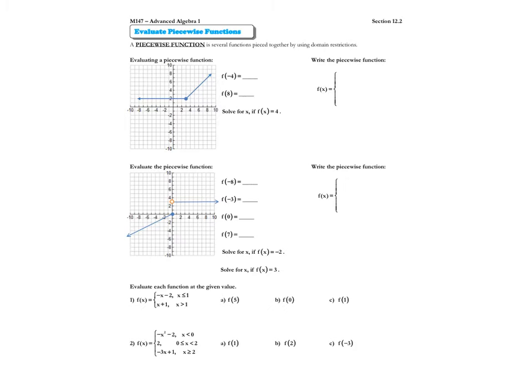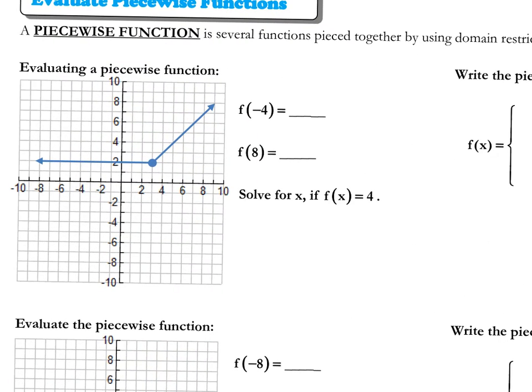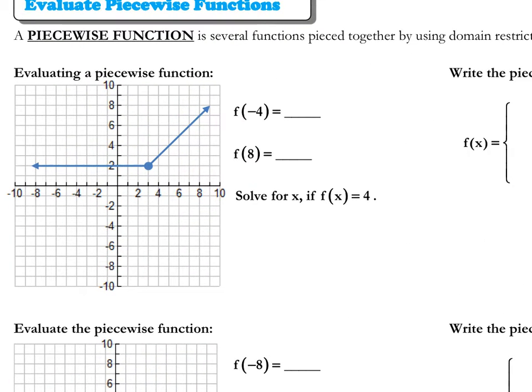All right, let's take a look at the next page. So this is actually a piecewise function. And as you can see in the definition, it says it is several functions pieced together by using domain restrictions. So what we've only been doing so far is one piece. Now there's going to be 2 pieces, or 3 or 4. Okay, so first of all, let's just understand when we're supposed to use each piece.